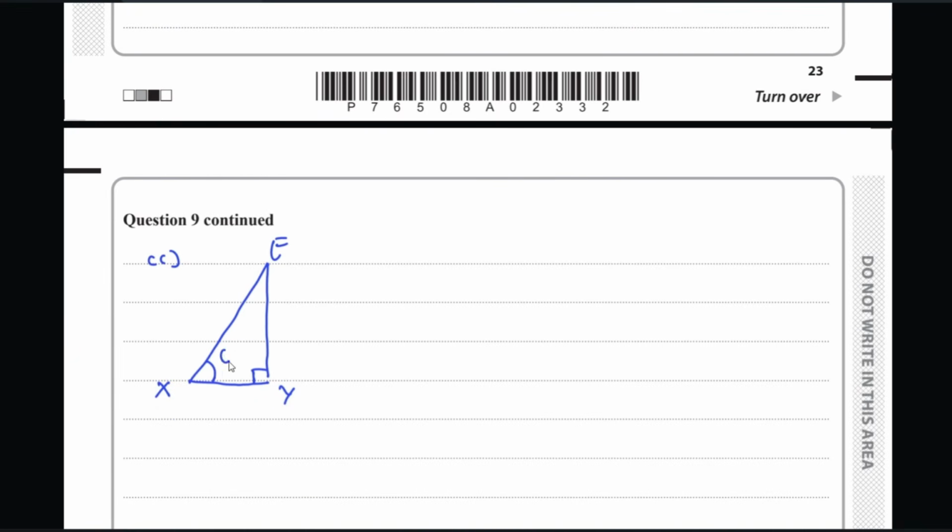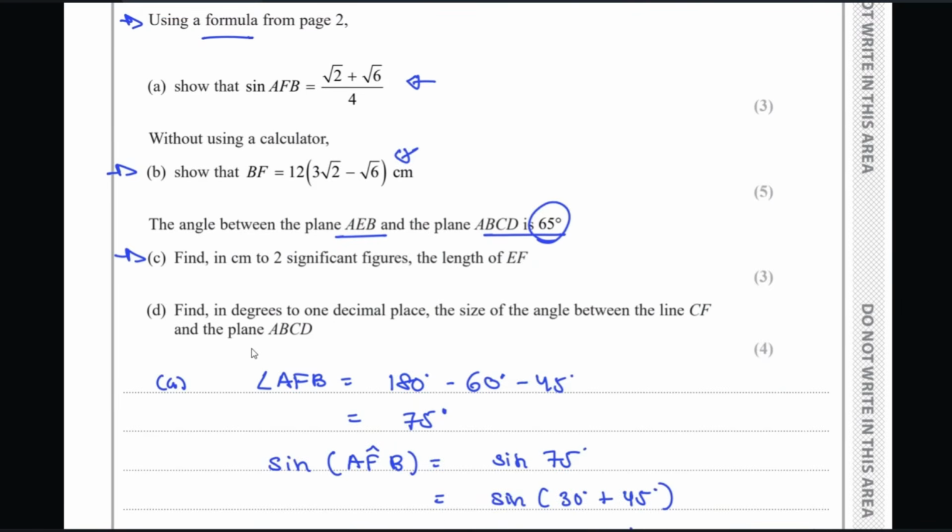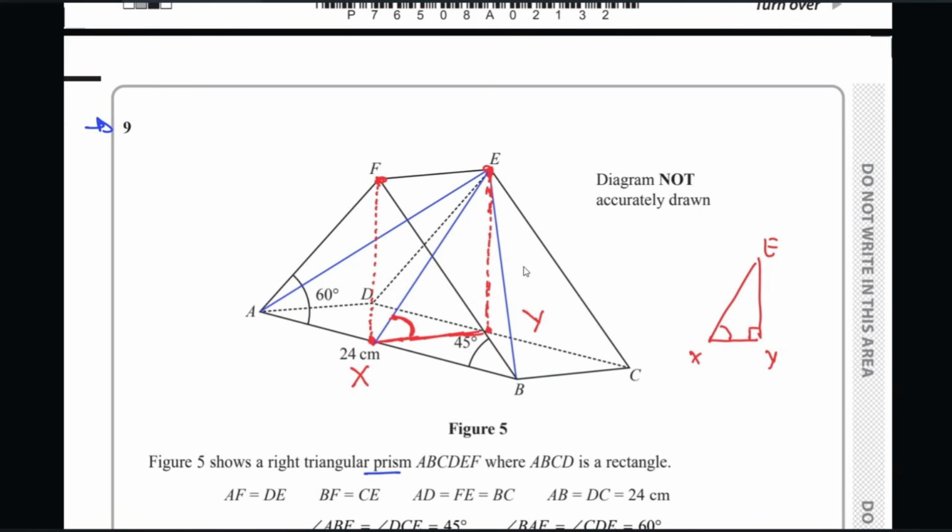So this is 65 degrees. What do we need to do? We need to find, in centimeters to two significant figures, the length of EF. Oh, and EF would be the same as XY. So basically, if we can find XY, we can find EF.